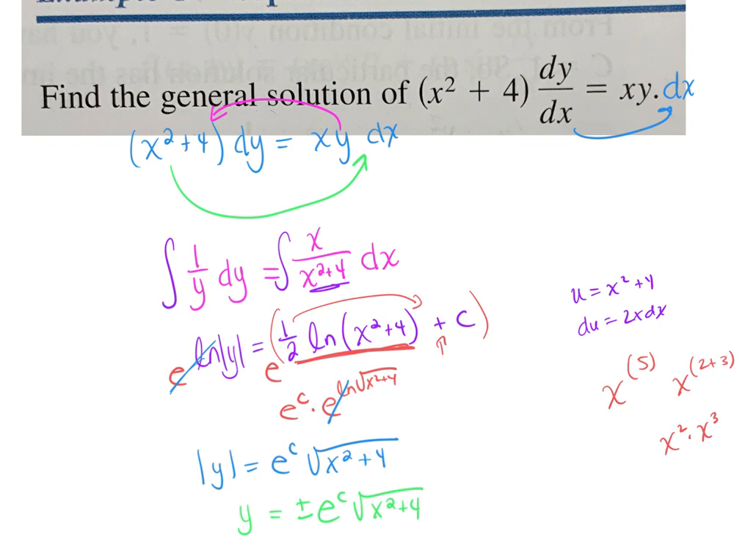What is e to the c? It's a constant. It's just a constant, right? And so when you have e to some constant power, that in and of itself is a constant. So you can just say, well, that's really just y equals the positive or negative, but positive or negative is also just a constant, right? So it's just some constant, square root of x squared plus 4. You can really just do that.